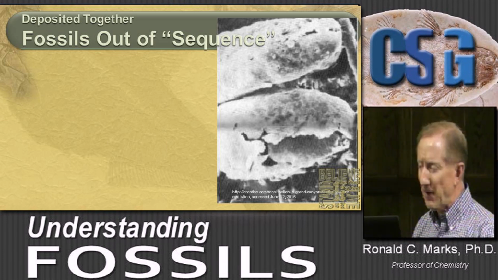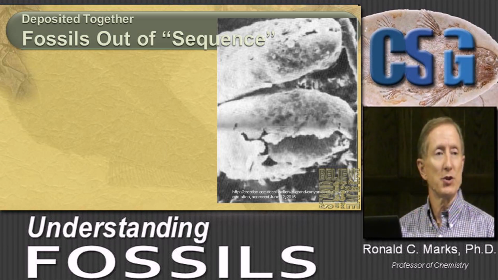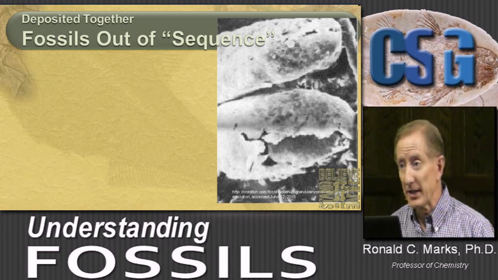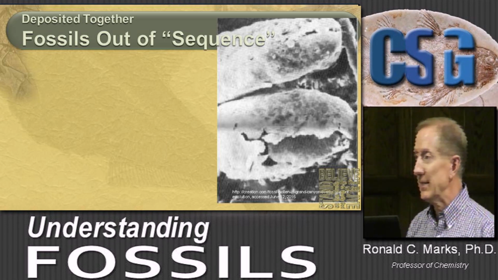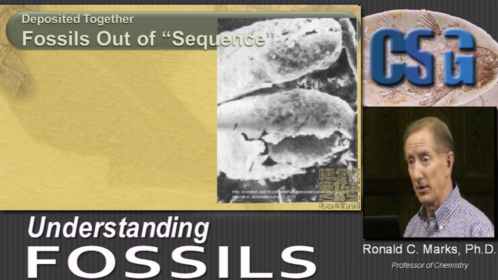So how did this fossilized pollen get into a rock that, according to evolution, should not have any pollen in it? Well, the answer is maybe evolution is wrong. Maybe it got there by some other means.